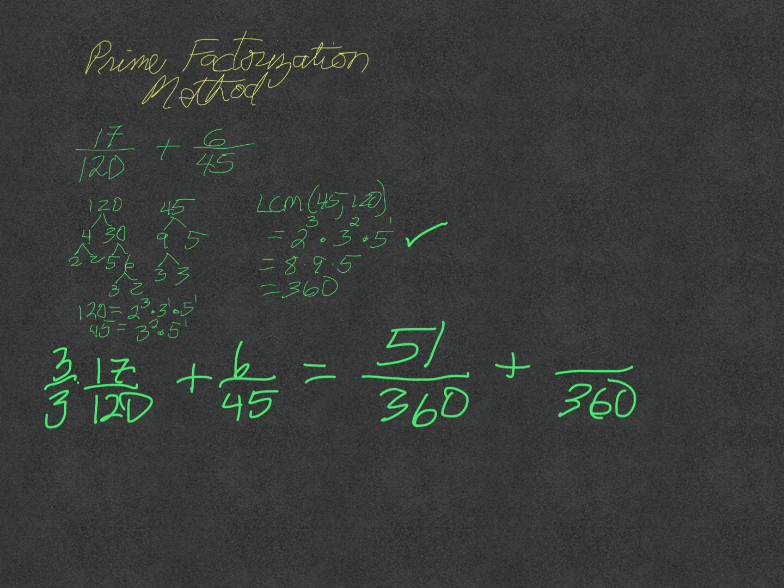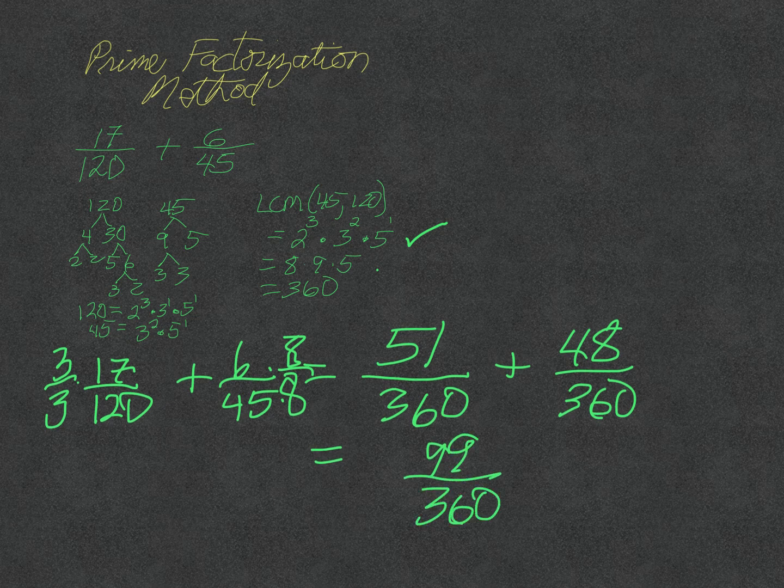What's missing on the 45? Well, 45 has 3 squared and 5 to the first, so what's missing is the 2 cubed, or 8 over 8. So 8 times 6 is 48, and 8 times 45 is 360. Now I can add these fractions: 99 over 360. I already know that 360 is 8 times 9 times 5. 99 is 9 times 11, so the 9's cancel, and our final answer is 11 over 40.